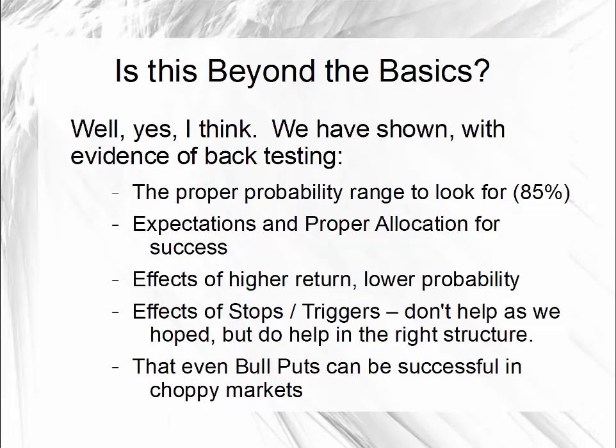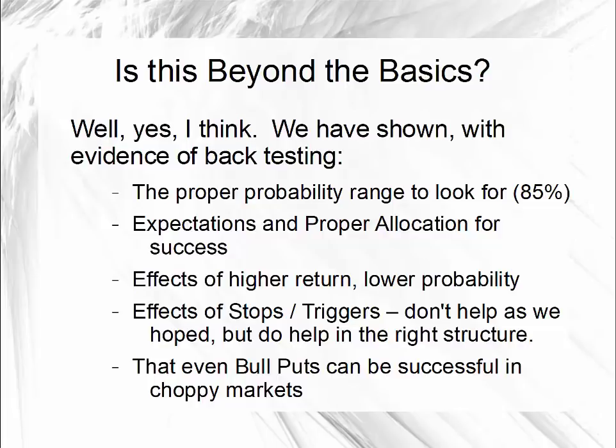Now, was this presentation really beyond the basics? Well, yes, I think. I didn't go into the arcane terms of delta hedging, delta neutral, gamma, decay, implied volatility ratios, IV rank and IV percentage. But what I think I have shown with the evidence of backtesting is that the proper probability range to look for is 85% or higher on your spreads.